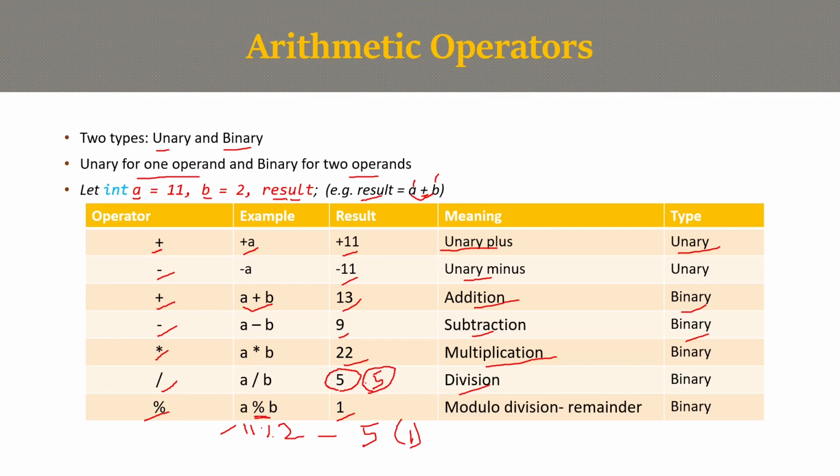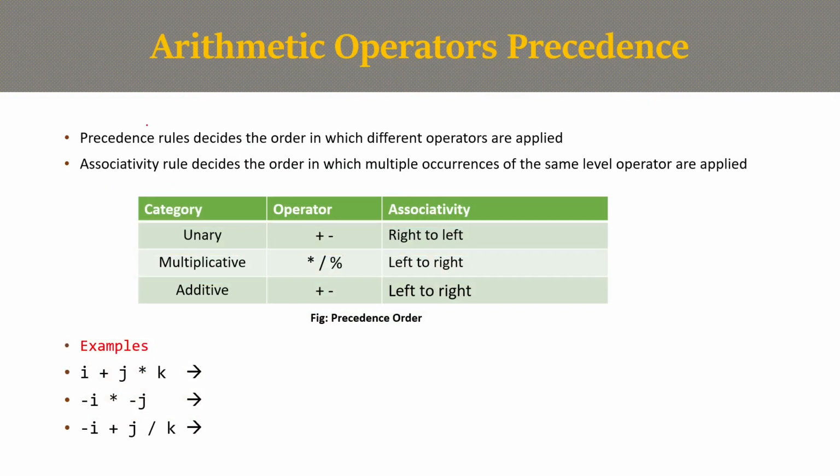So this is the remainder operation. The mod operation is basically used for getting the remainder between the two operands. Okay, let us move on to the precedence of the arithmetic operators. We will be seeing two rules, the precedence rule and the associativity rule. The precedence rule decides the order in which different operators are applied. The associativity rule decides the order in which multiple occurrences of the same level operator are applied. We are going to see what these two rules stand for in our examples as well.